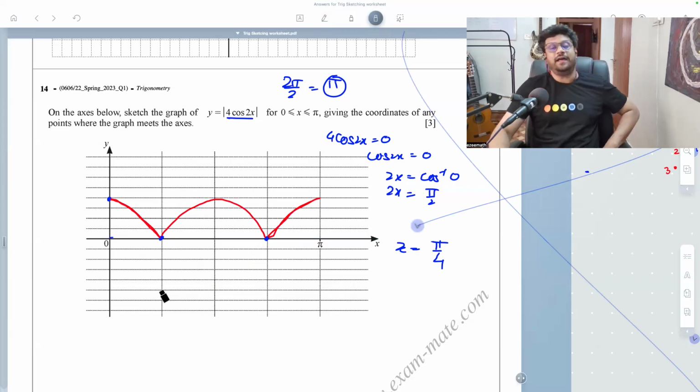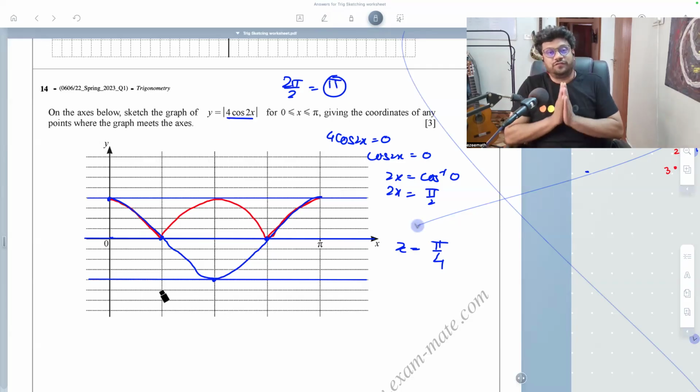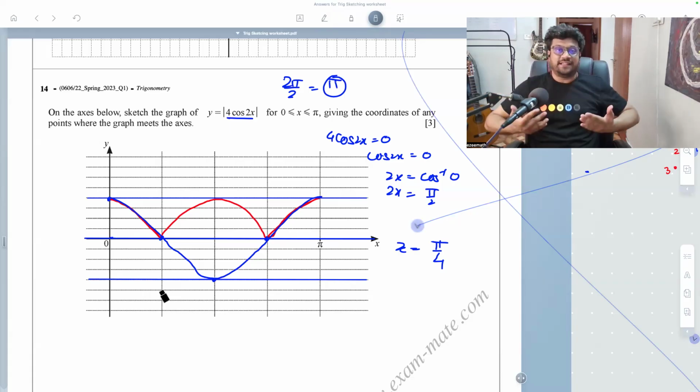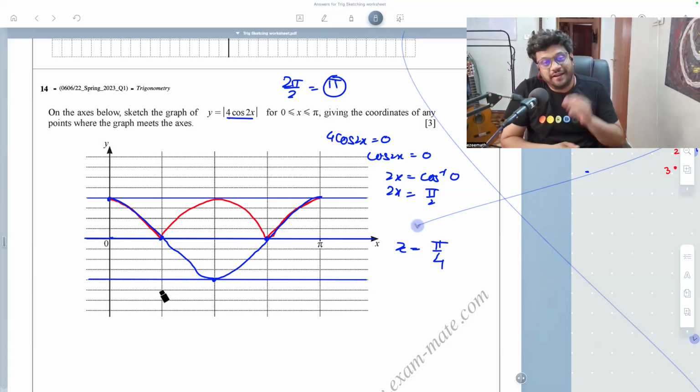And there it is. Done. I'll bring back the whole thing. You can see, this was 4 cos of 2x. One whole wave between 0 and pi. And then the part of the curve which was below the x-axis was reflected to get the mod. The red curve is what's going to count, and you're going to get the marks for.